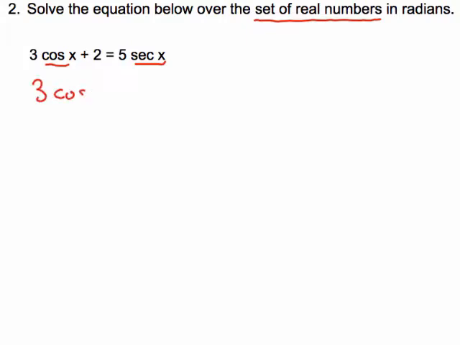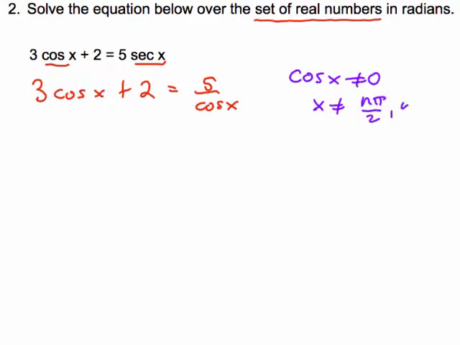So I'm going to change the secant into 1 over cos, and 5 times 1 over cos is 5 over cos. And this is creating a fraction, so I need to be mindful here with my solution that cosine x can't be 0. I'm not going to be able to get solutions of values of x where the cosine graph is 0, which is at n pi over 2 where n is odd. Okay, we just got to keep that in mind.